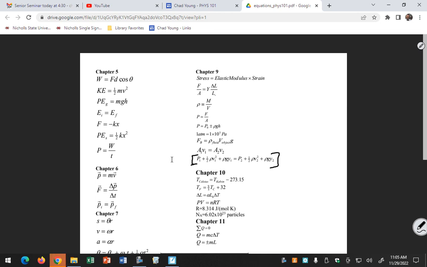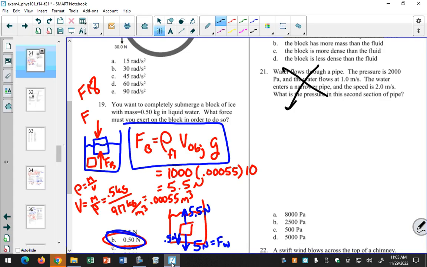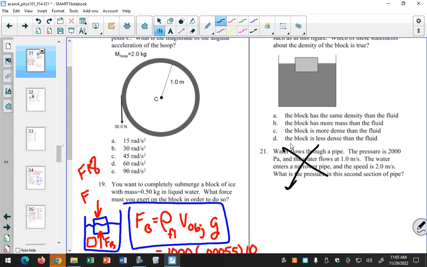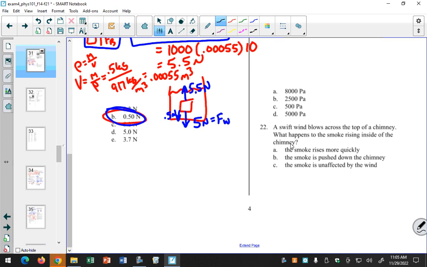But you will have Bernoulli's questions. What is the Bernoulli principle based on? Conservation of energy. What happens to the pressure of a fluid as the velocity goes up? The pressure goes down. Those sort of application type things you'll see. Okay, but you're not going to have to calculate anything with Bernoulli principle. So if you see something like that on the exams, and you know you won't see that, like this number 21. This is a good application of Bernoulli's principle. We did that in class yesterday. What happens to the smoke? Right, it rises more quickly because it creates that low pressure above the chimney.